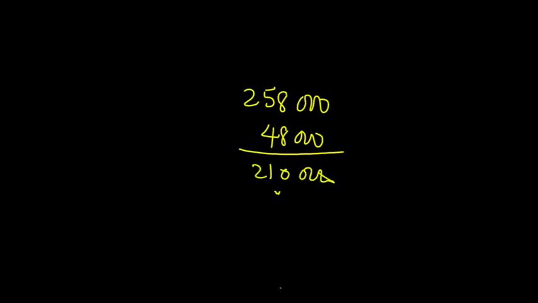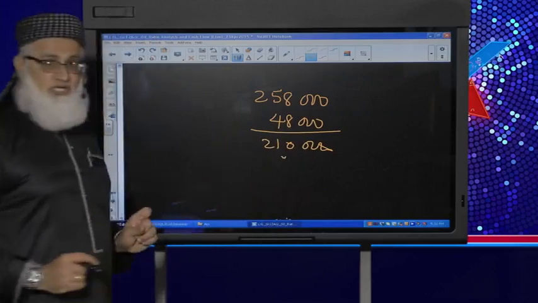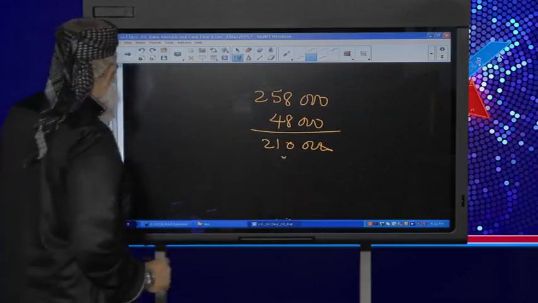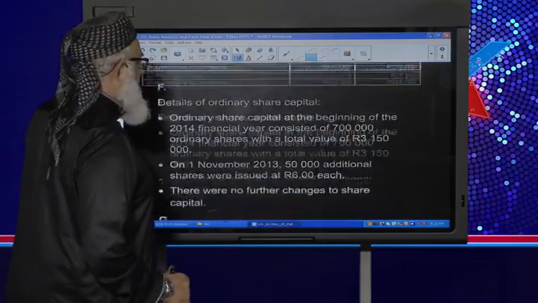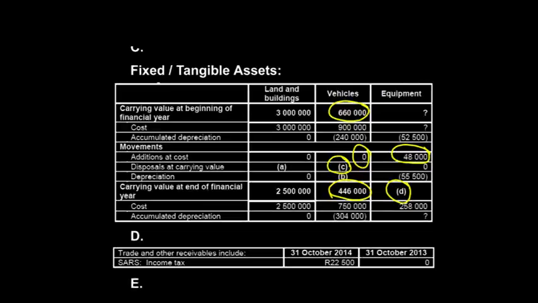210,000 rand. What's the 210,000 rand? The cost price of your equipment when? At the beginning of the financial year. Right, watch this here now. If you take your 210,000 rand, which is your cost price at the beginning of the financial year, let's put that figure in. No, that's in the wrong place. Let's just correct it. The 210,000 is the cost price of your equipment at the beginning of the financial year.